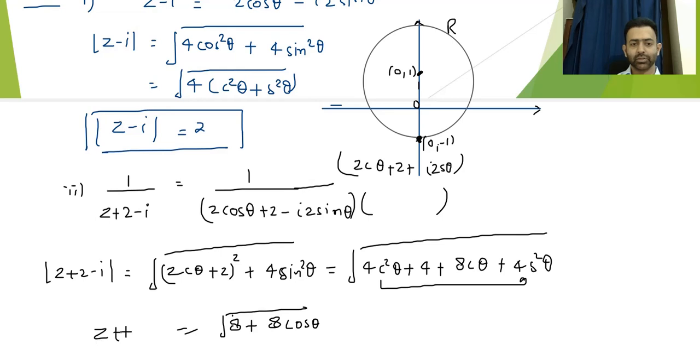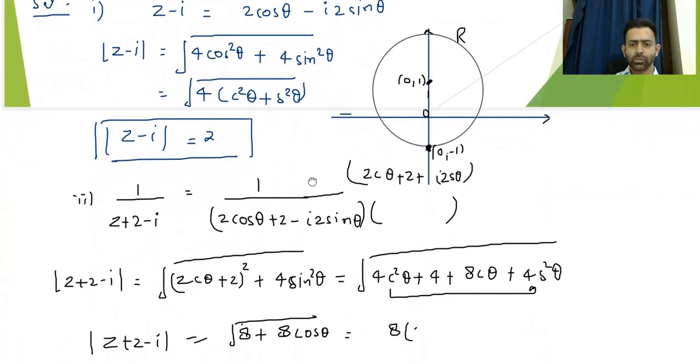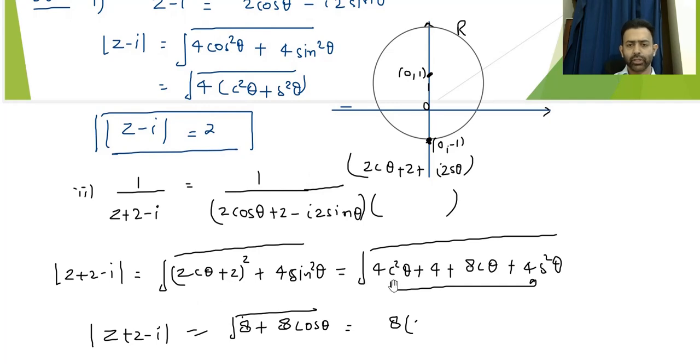This is the magnitude of z plus 2 minus i, right? So 8 again you can take outside. This will be 1 plus cos theta. Is it cos theta or cos 2 theta? 4 cos square theta plus 4 plus 8 cos theta. Yes, this is 4 cos square theta plus 4 plus 8 cos theta plus 4 sin square theta. 4 plus 4 is 8 plus 8 cos theta.